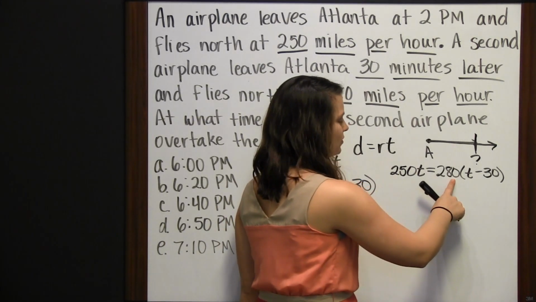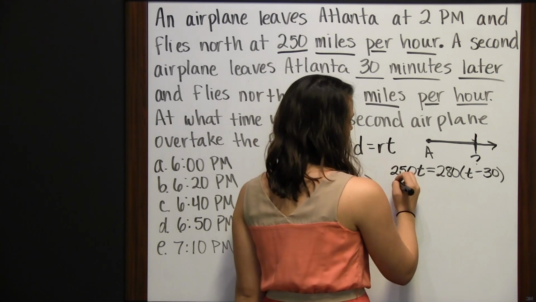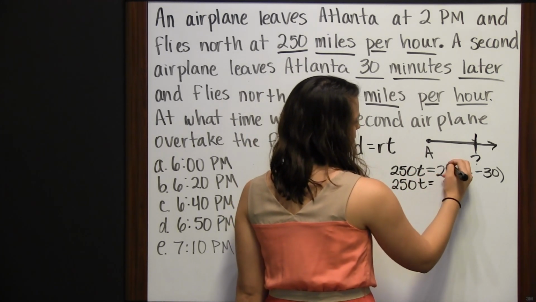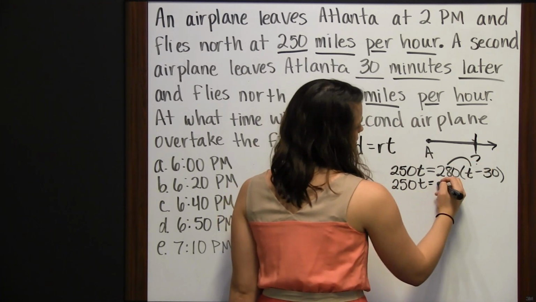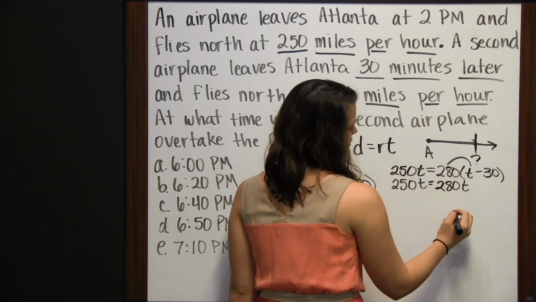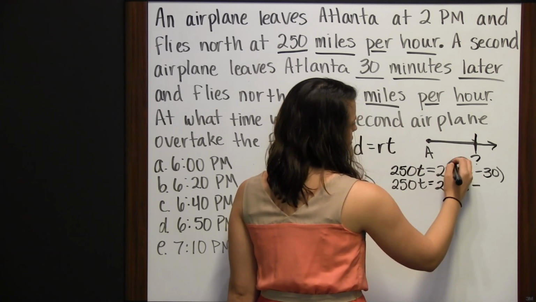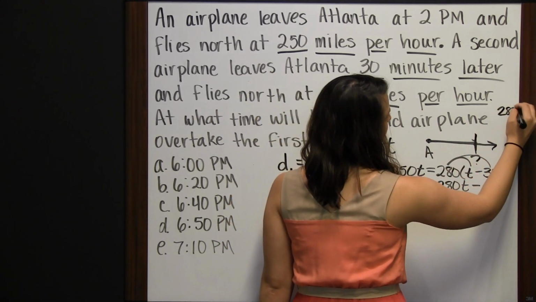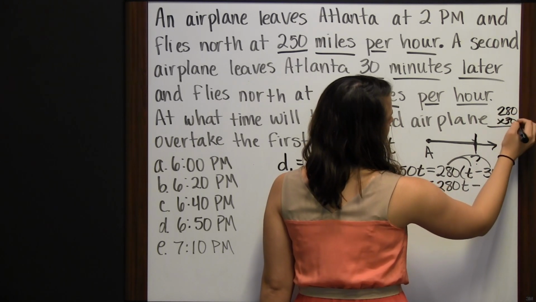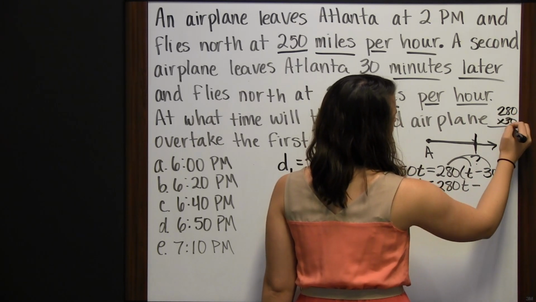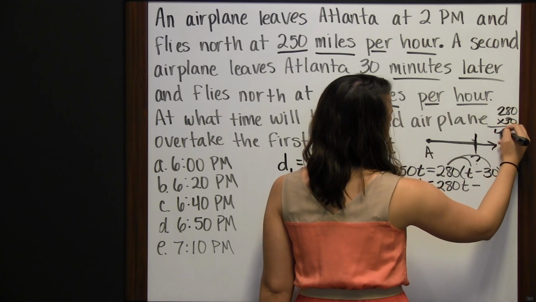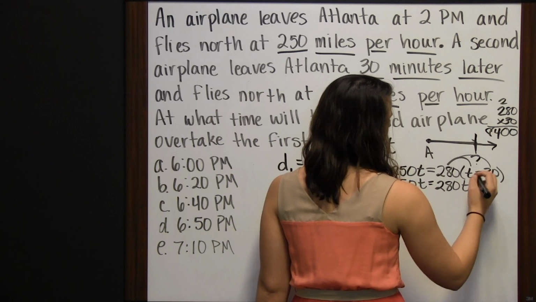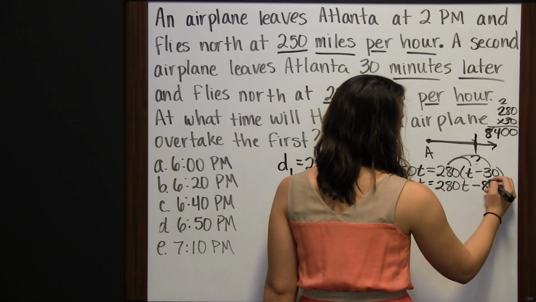So the first thing we want to do is distribute our 280. I'm going to bring down this 250t equals 280 times t, 280t, minus 280 times 30. 280 times 30: 0 placeholder, 3 times 0 is 0, 3 times 8 is 24, 3 times 2 is 6, plus 2 is 8. That's 8,400.